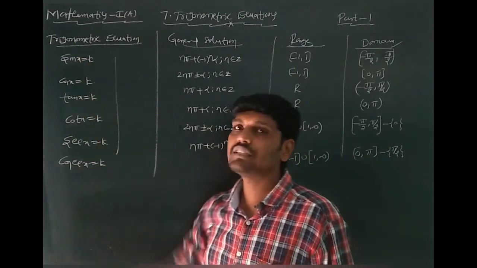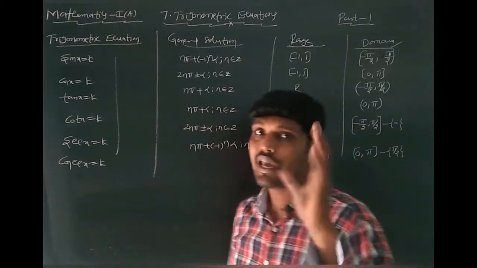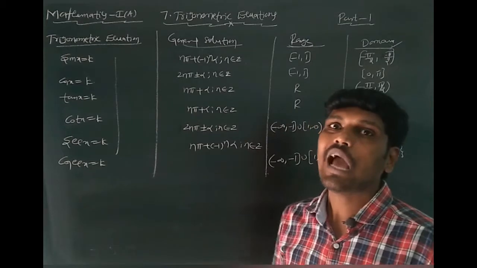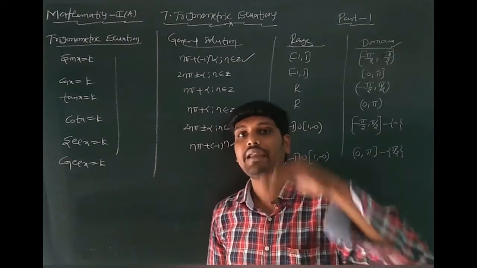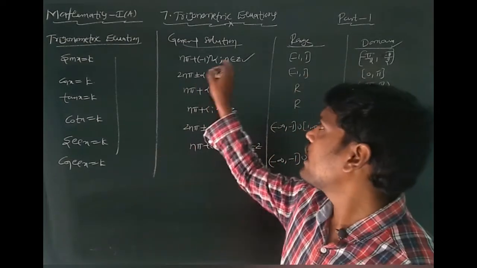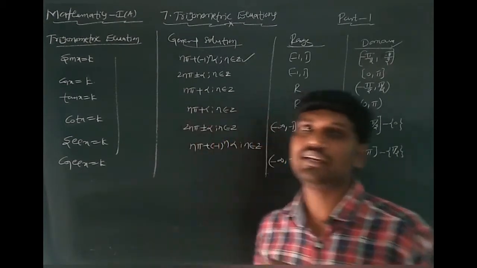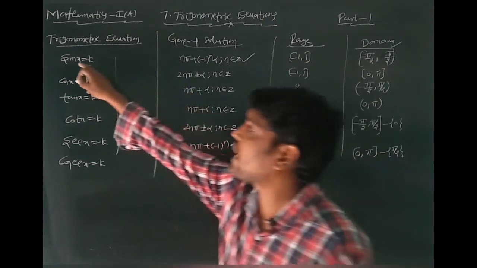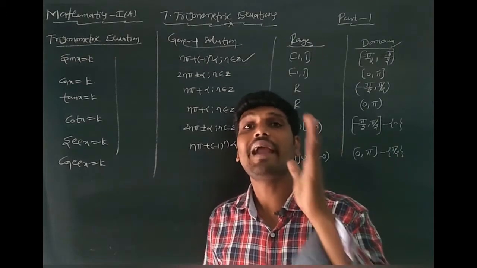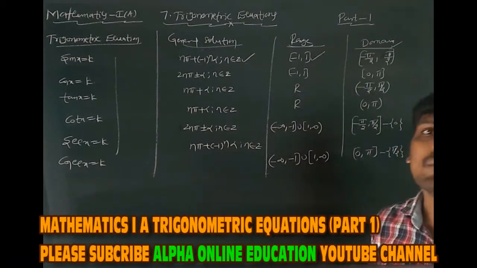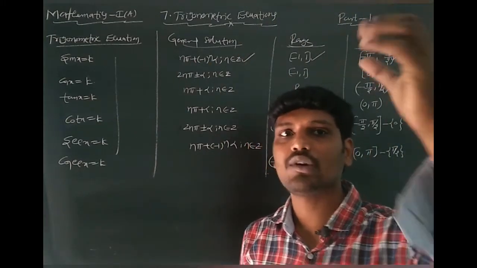If sin x is equal to k, that is the trigonometric equation form. In this form, the general solution is n pi plus (minus 1) whole power n into alpha, where n belongs to the integers. The range of sin x equal to k is minus 1 comma 1. The domain is minus pi by 2 comma pi by 2. This is the information for sin x equal to k.